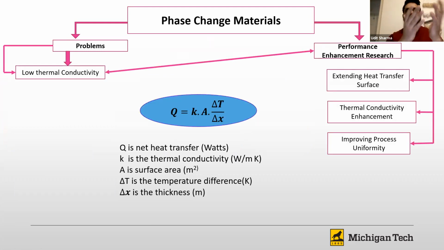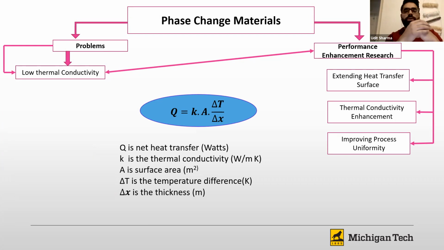The problem with phase change material is that they are not very quick in responding. When you are trying to heat or cool the phase change materials, they do not react very quickly. It takes time for them to melt, and it takes time for them to freeze. So we are not able to get the quick response that we need.